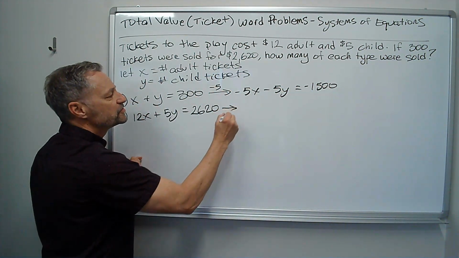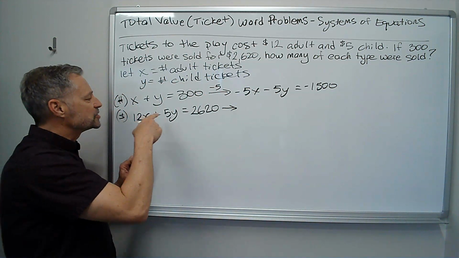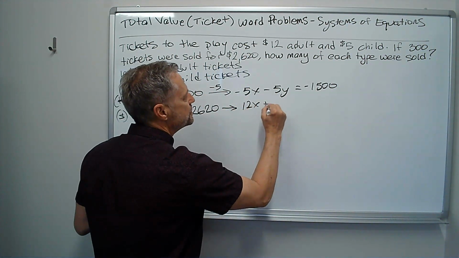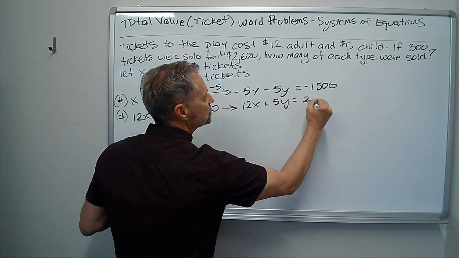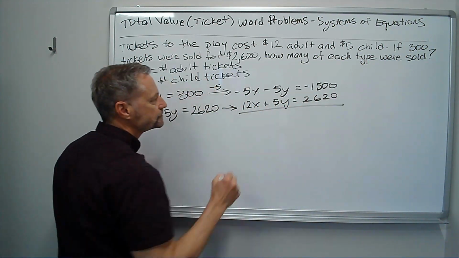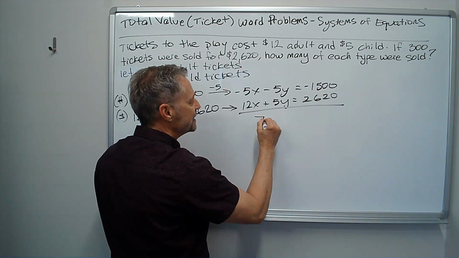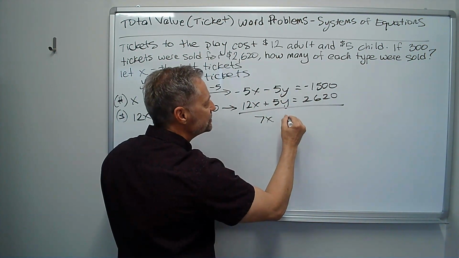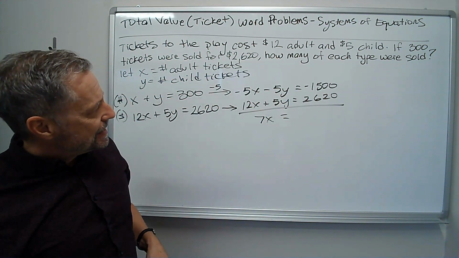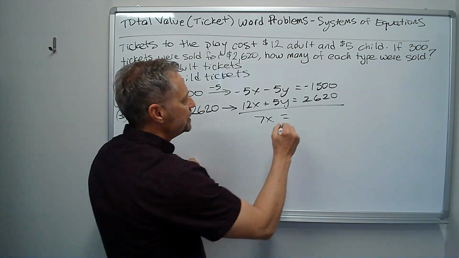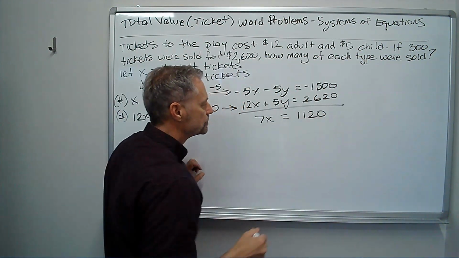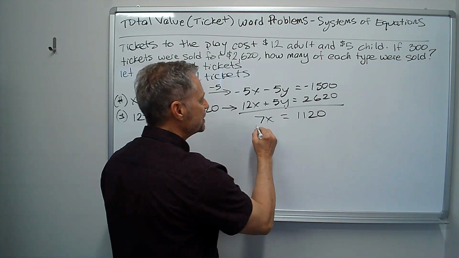This one I'm just going to move straight across. I'm not going to multiply by anything. 12x plus 5y equals 2620. And now I'm just going to add down. So I get 7x. The y's cancel. And I get what? That's going to be 1,120. And now just divide by 7. I can figure out what x is.